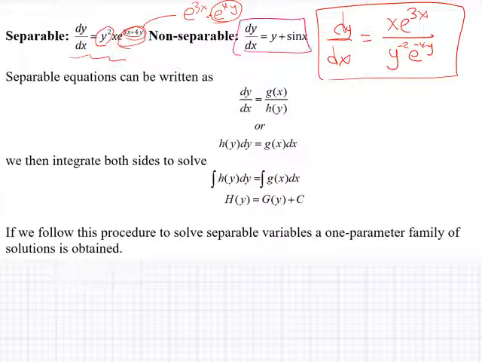This one is non-separable, and the problem here is really the addition. There's no way to write this as a quotient, a function of x over a function of y, and the addition really messes that up.